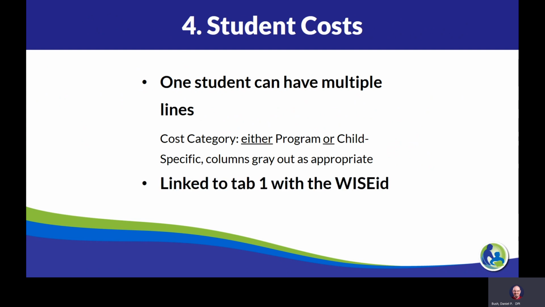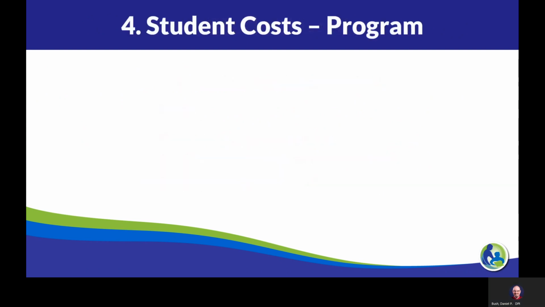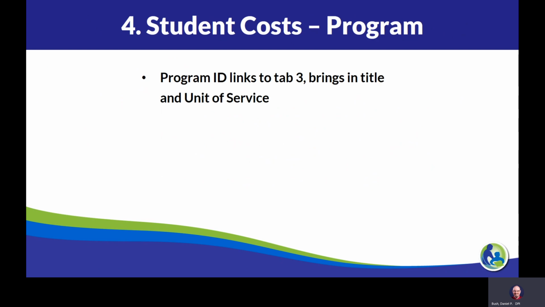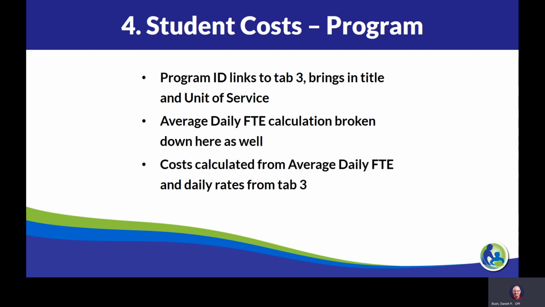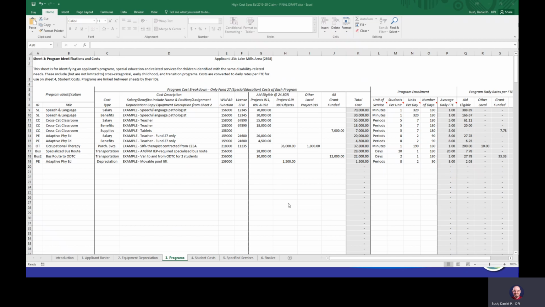Students are linked back to tab 1 with the WISE ID, so make sure that you are entering that correctly or copying it over. When you're entering a student cost, the program ID is what's going to go back to tab 3 and pull in the correct daily rate along with the unit of service. The average daily FTE calculation for the student is broken down here as well, and then the cost will be calculated based on that FTE and the daily rates from tab 3.